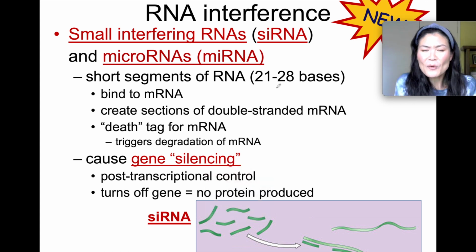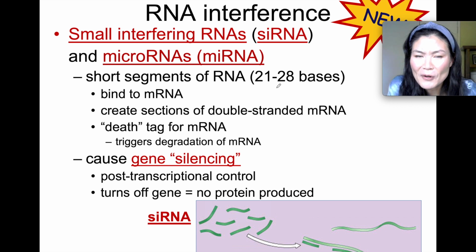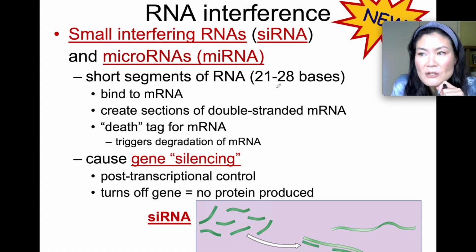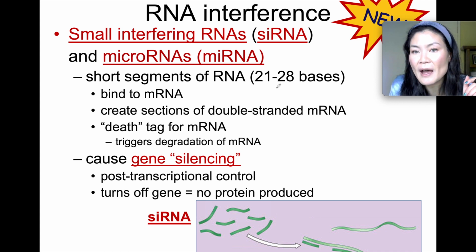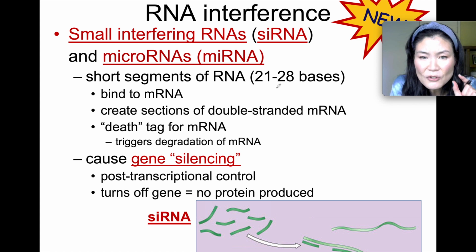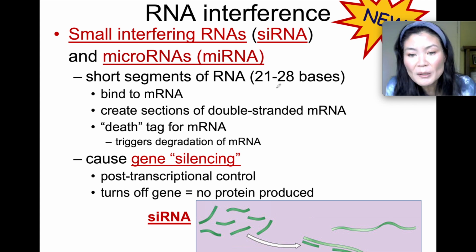Okay. So what determines how long these mRNAs last? There's two kinds of molecules. There's the siRNA and the miRNA, and they do the same thing. These are short segments of RNA that are complementary to the mRNA that is going to be destroyed. So the mRNA that's going to be destroyed has an expiration date, let's say it's only going to last for 24 hours.